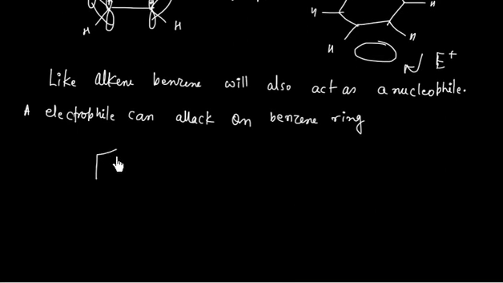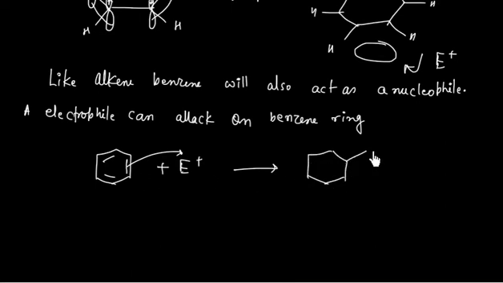So if I have a benzene ring and if I have an electrophile, the electrophile can be attacked by the electron cloud on the benzene ring. So we'll again get a carbocation-like species. The first step is addition, where we are adding an electrophile. So this is electrophile addition.